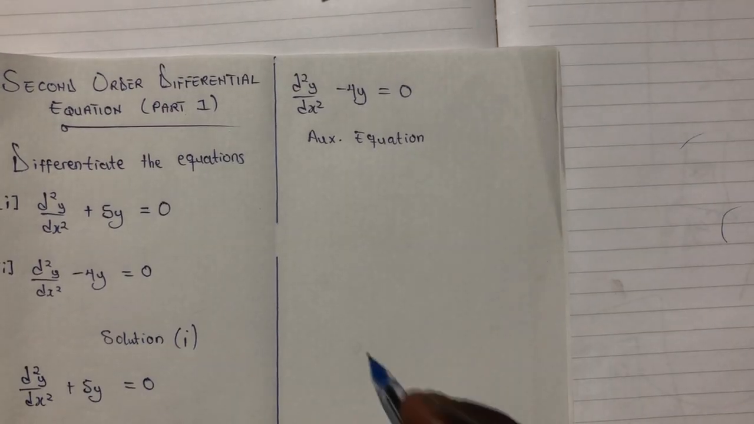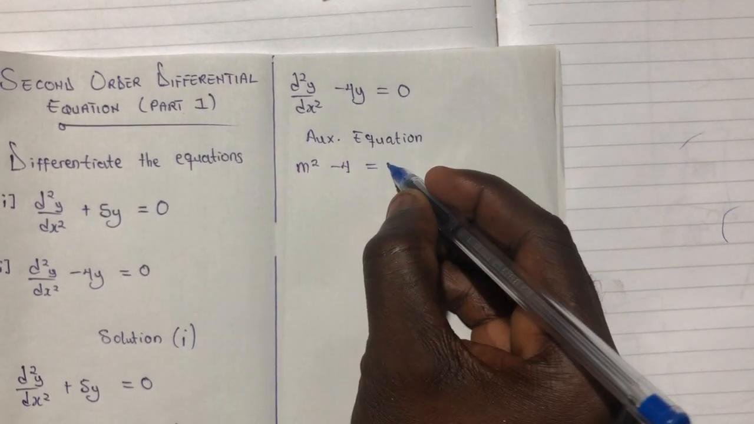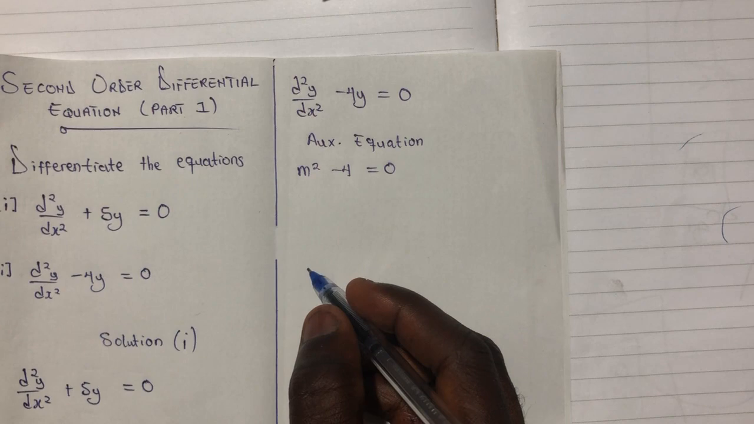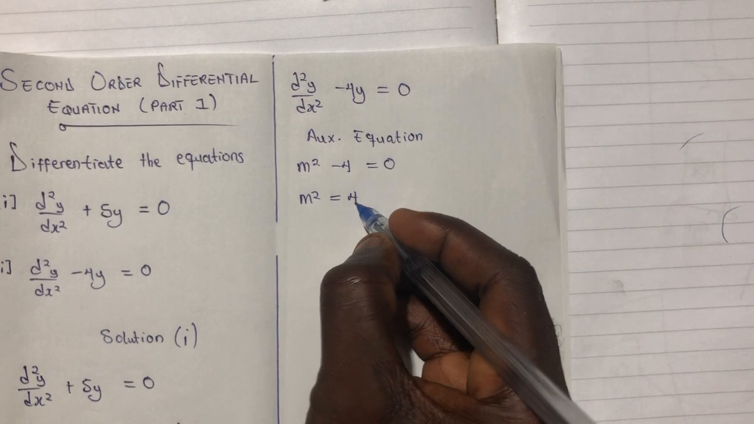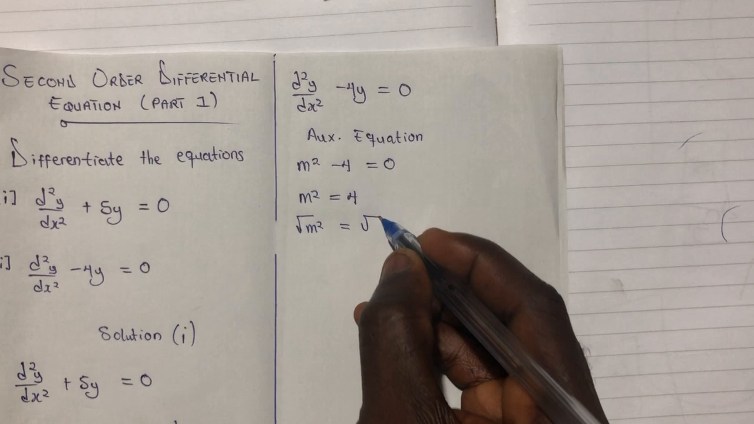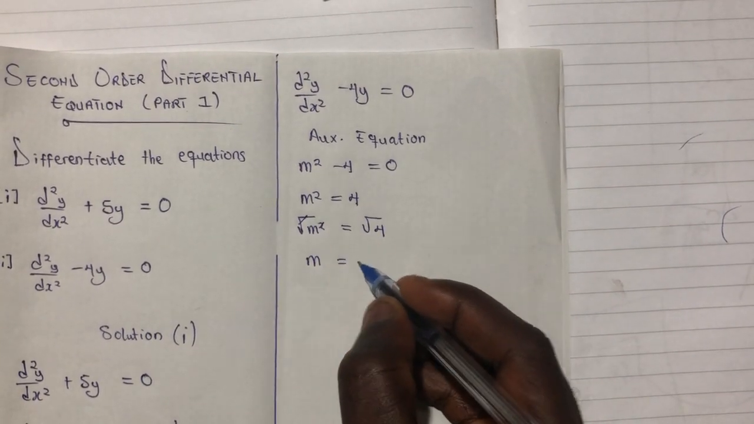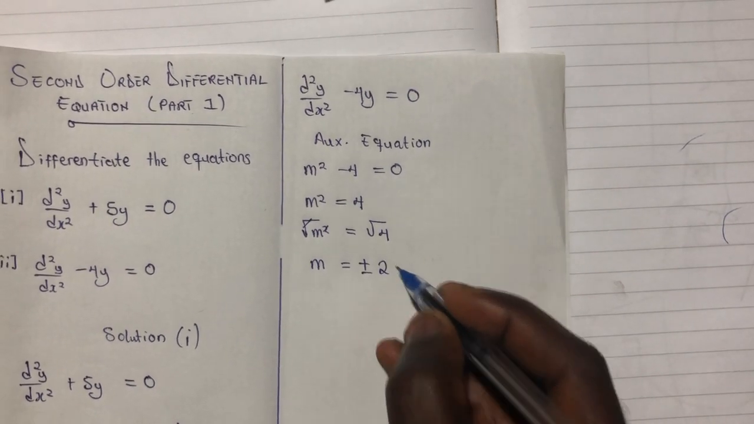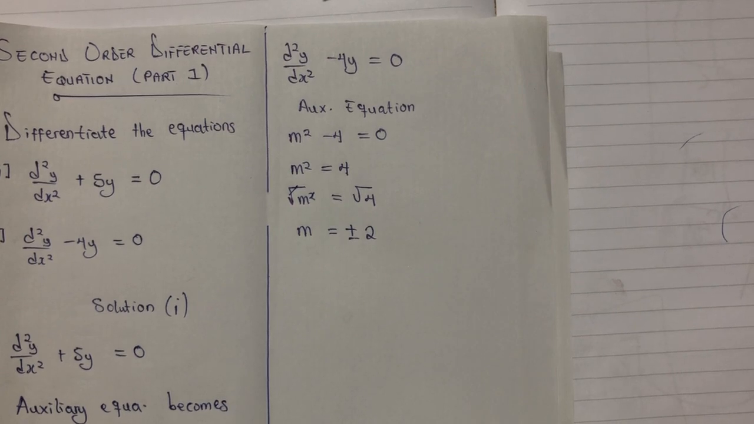So our auxiliary equation becomes m squared minus 4 equals 0. And we have m squared equals 4. So when I take the root of both sides, I'm getting the root of m squared equals the root of 4. And this will take care of this. Then m becomes plus or minus 2. Now, as we can see, the root of m was generating a real value, a plus or minus real value, with its complex term being equal to 0.